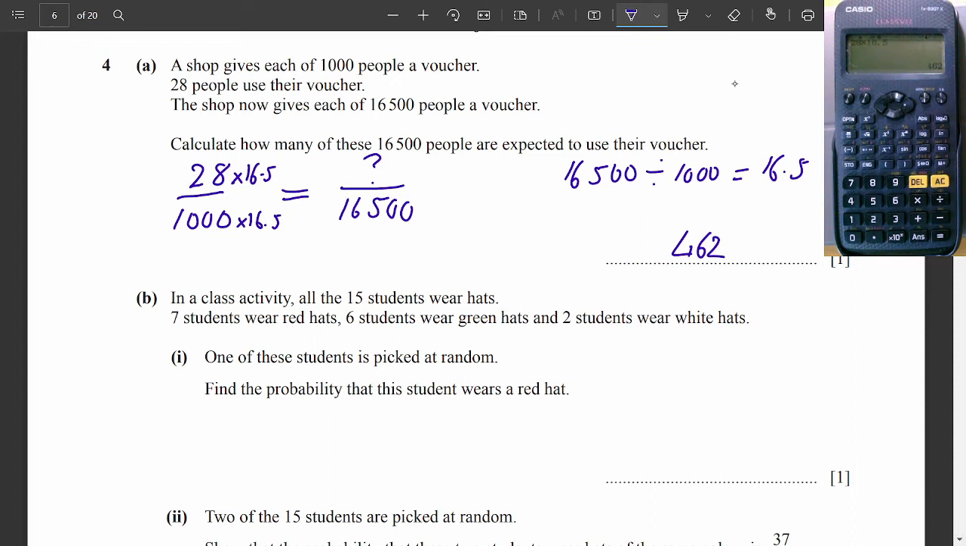Right, question B. In a class activity, all the 15 students wear hats. 7 students wear red hats, 6 students wear green hats, 2 students wear white hats. One of these students is picked at random. Find the probability that this student wears a red hat. There's 7 students out of 15 wearing a red hat. Straightforward.